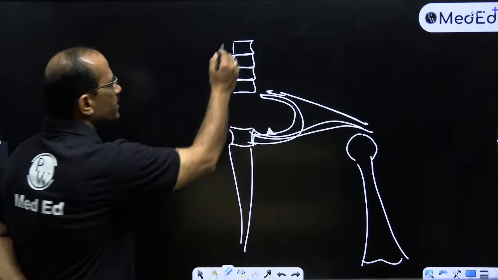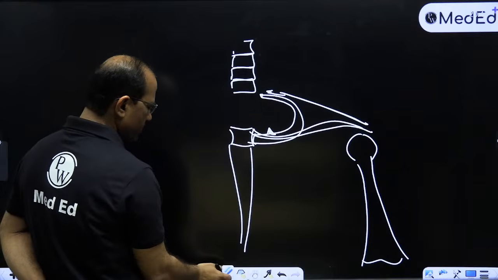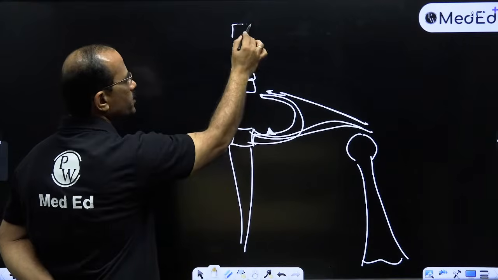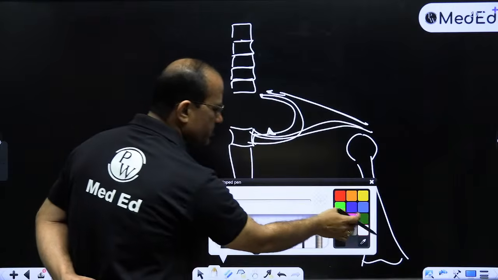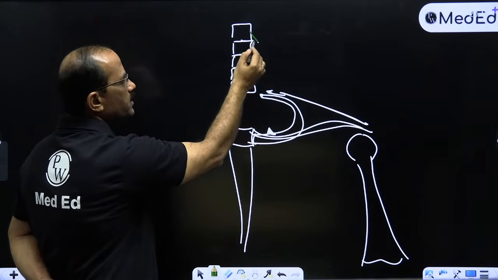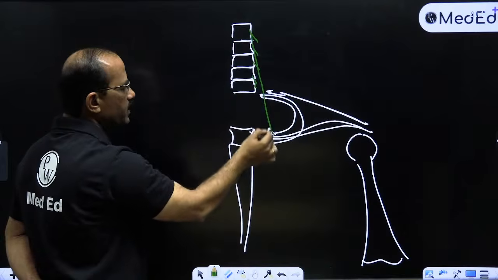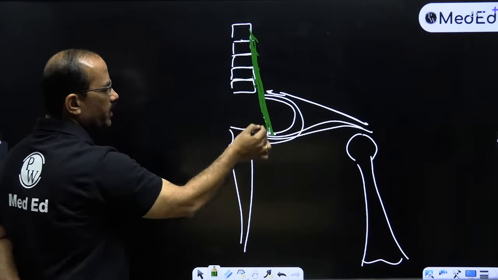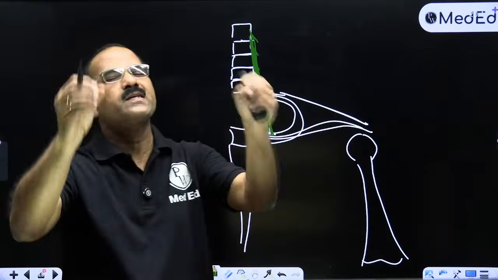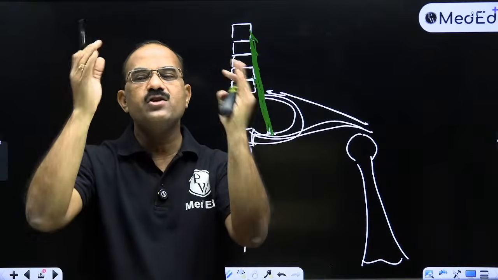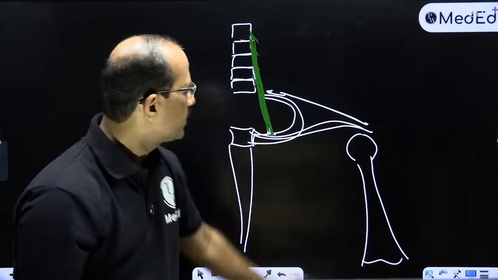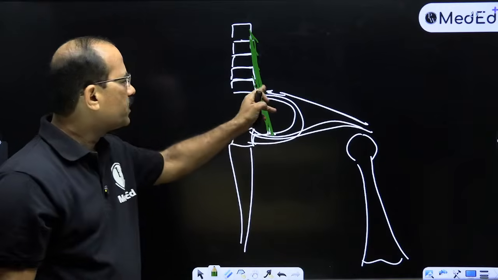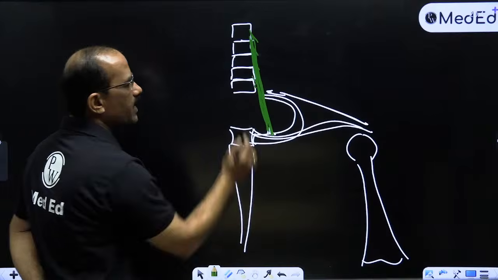Okay, I start. Now, from this cervical vertebrae, a muscle begins. See, this is beautiful. Just try to understand. From the cervical vertebrae, a muscle begins, comes and gets inserted on the scalene tubercle of the first rib. This muscle is the scalenus anterior.